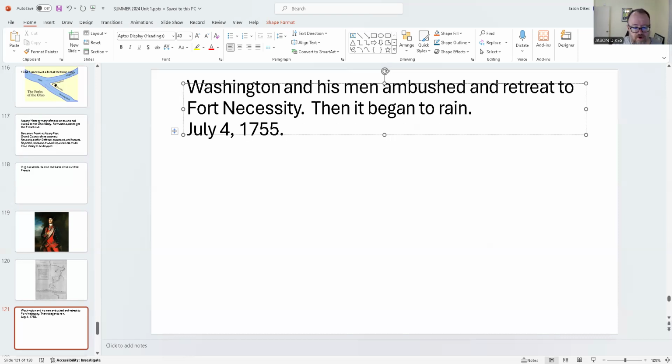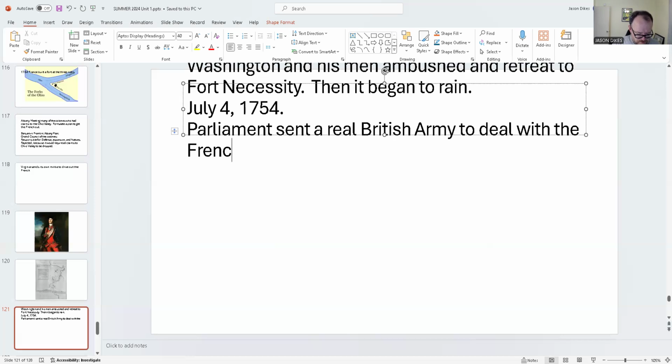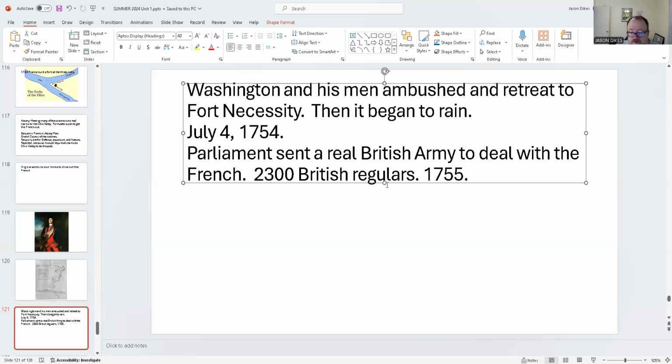Britain heard about this, Parliament, and so Parliament sent a, sorry, I got the year wrong on this, 1754. So Parliament sent a real British army to deal with the French. About 2,300 British regulars. This is 1755. Right, so obviously these colonials don't know what they're doing, so we're going to send a real army out there.